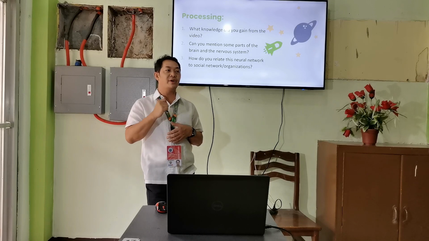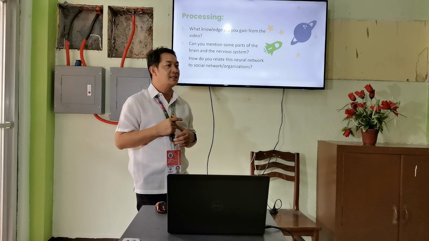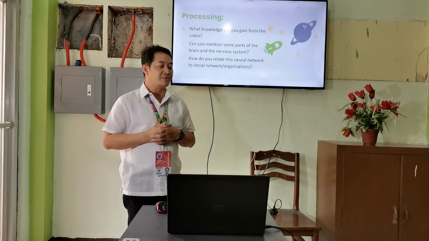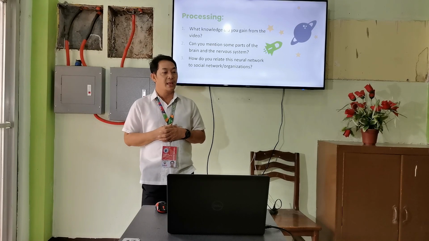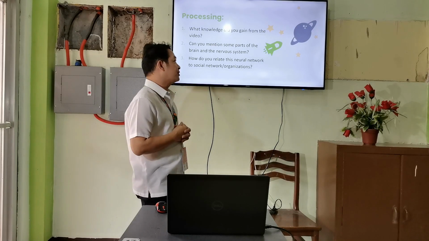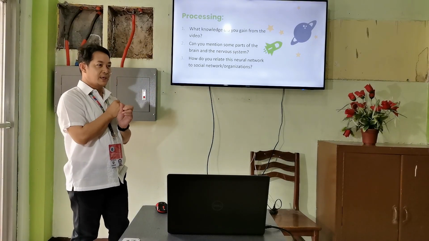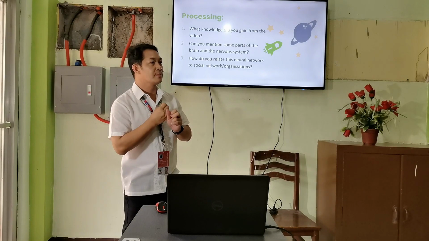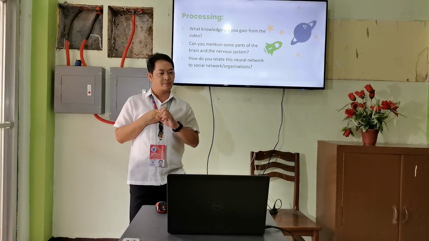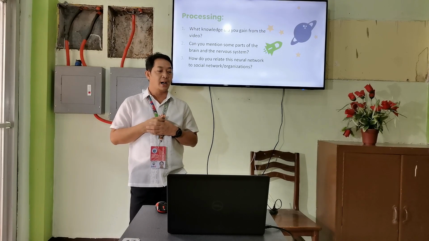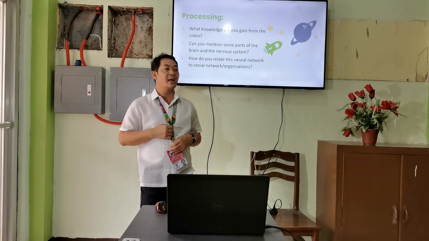Now, why does it have to be very quick? Because our purpose here is for survival. Any delay in the transmission of these nerve impulses to the brain would mean a matter of life and death. Can you mention some parts of the brain and the nervous system that were mentioned in the video? Cerebellum. The cerebellum, yes. What else? Spinal cord. The spinal bulb, and all the other parts of the brain. Okay? So the question would be, how do you relate this neural network to social networks or organizations?